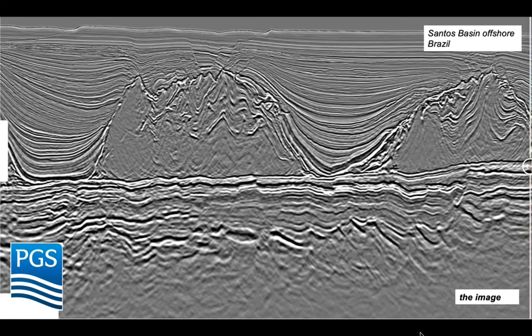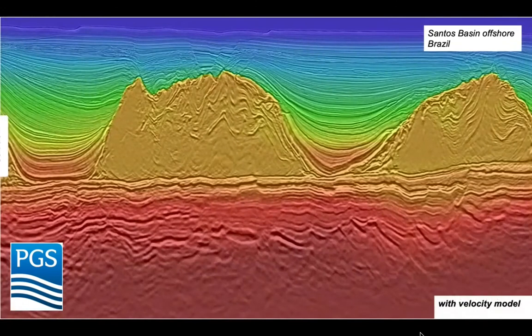Let's look at another example here from PGS. This is their seismic image that's been created. Again, notice the deeper part of the section, those little tilt blocks that are imaged below the salt. And here is the seismic velocity model that lies behind the seismic reflection image that we've just looked at, which you can still see in this velocity model.